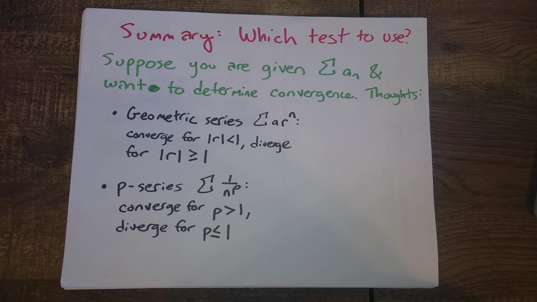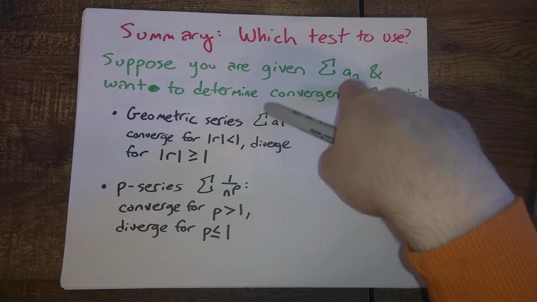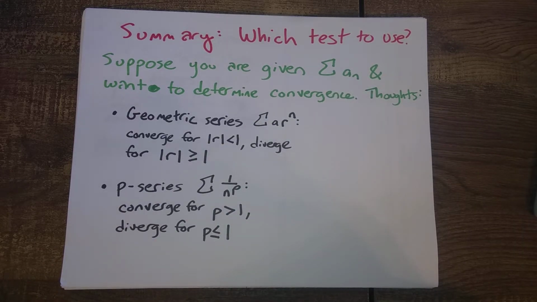I'm going to hit most of the tests that we've run into in those sections and give you some pointers for just what to look for, knowing what to apply where. Okay, so suppose that you're given some series, the sum over a_n, and you want to determine convergence. Well, here are some things to keep in mind.